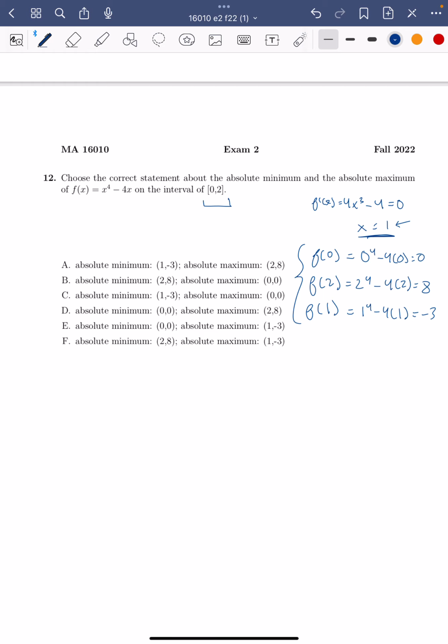So this question asks for the absolute minimum and absolute maximum. As we can see from here, the absolute minimum would be this, and the absolute maximum would be at 2. So the minimum is (1, -3), and the maximum is (2, 8). That looks like an answer of A.